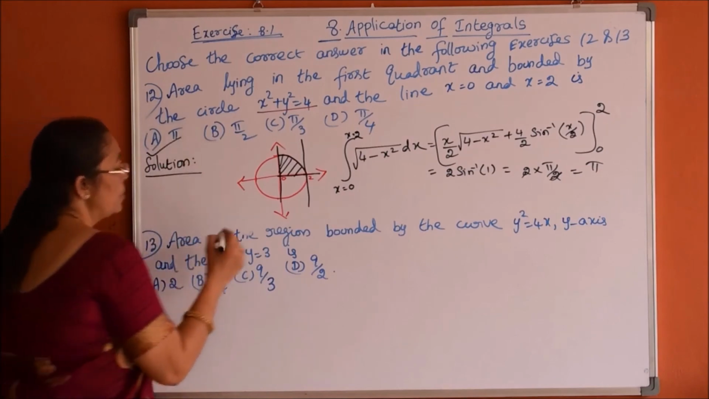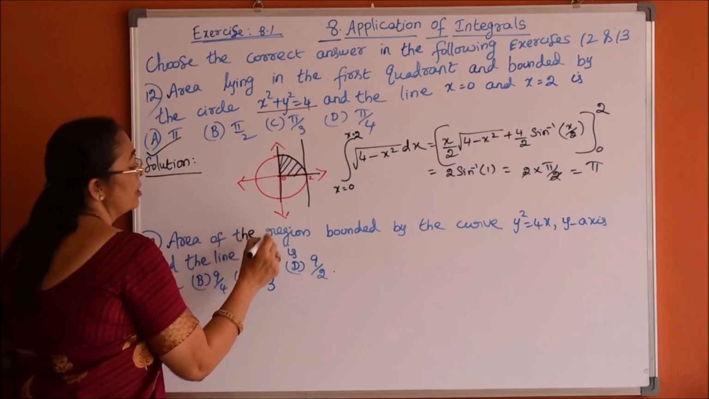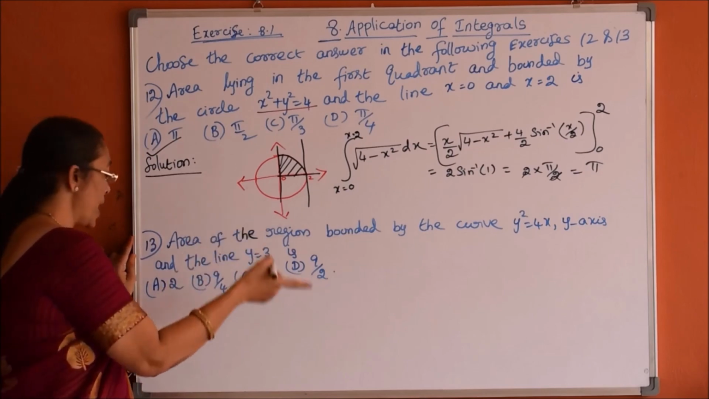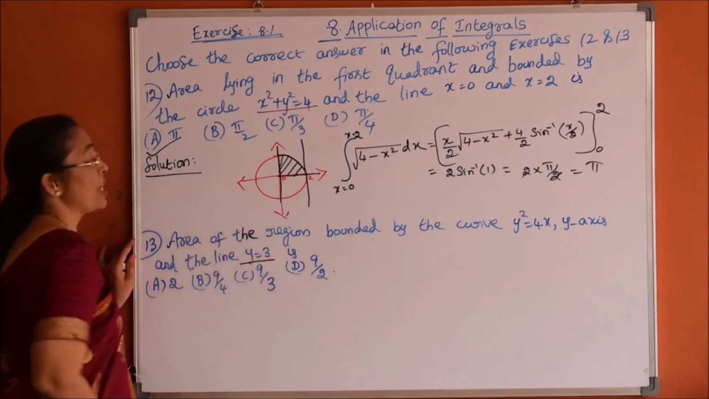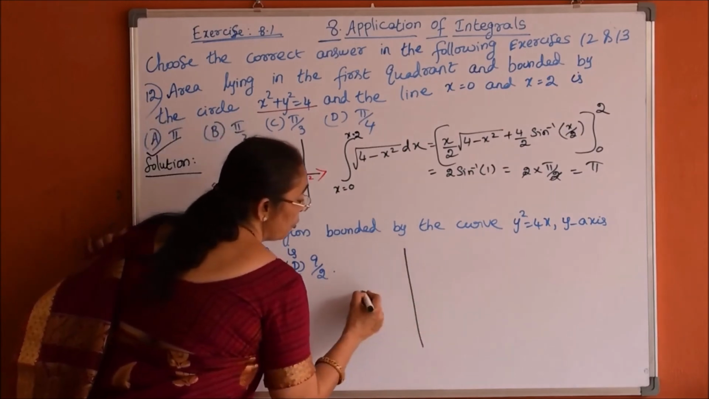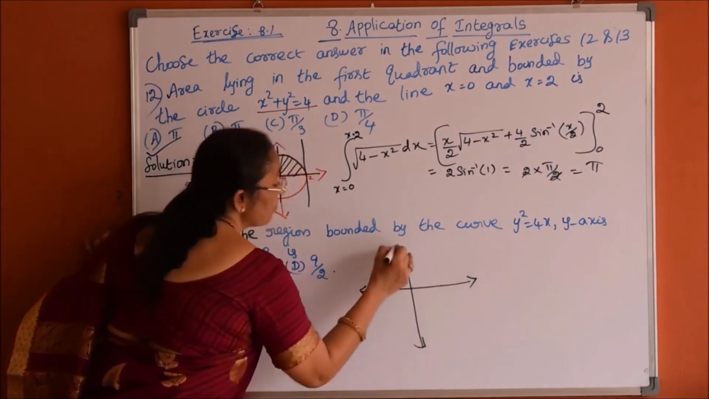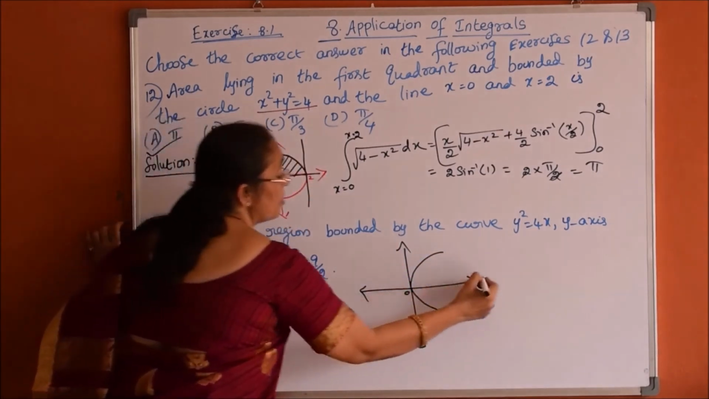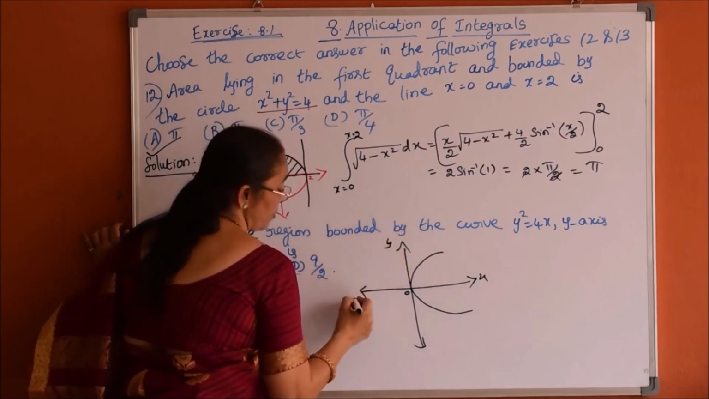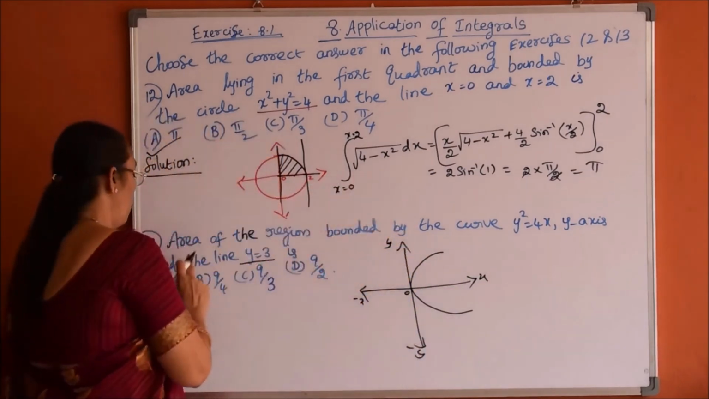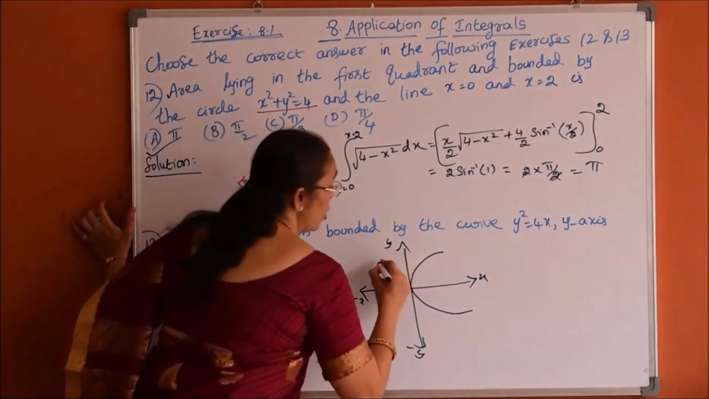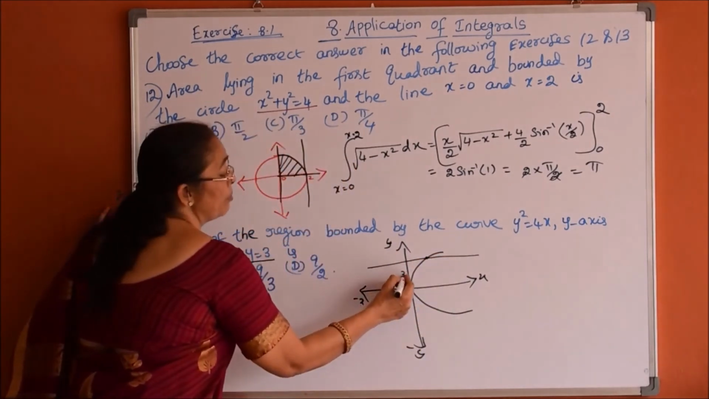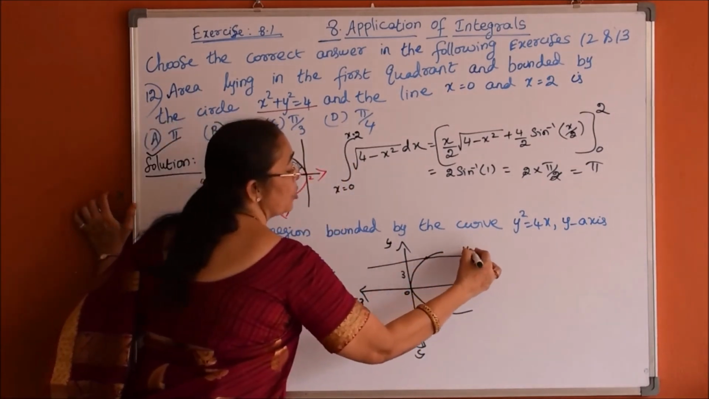Now, second one, area of the region bounded by the curve y square is equal to 4x, y axis and the line y is equal to 3. So, y square is equal to 4x is the curve, a parabola symmetric about positive direction of x axis, vertex at origin. Now, next, line y is equal to 3. Y is equal to 3 is a straight line parallel to x axis at a distance of 3 units from the x axis. So, this is the line y is equal to 3.